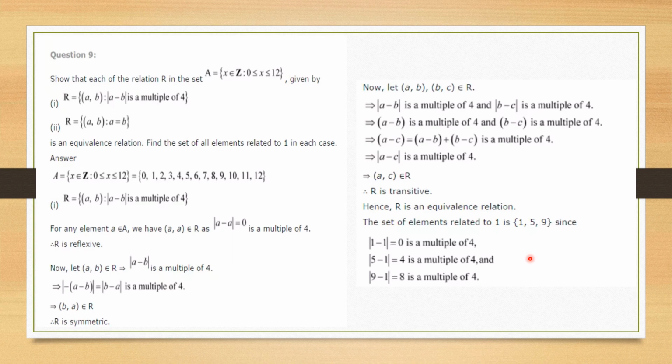Elements related to 1. So see, if I take 1 minus 1, the first one, 1 minus 1 is turning out to be 0. That is a multiple of 4. Now for getting 4, I should make the pair of 5, because otherwise 1 minus 3, 1 minus 2, 1 minus all are coming out not to be a multiple of 4. So next will be 1 minus 5 or 5 minus 1. That is a multiple of 4. And the next element is 9, because 9 minus 1 is also going to give you 8. 1 minus 9, 9 minus 1, all are giving you 8, which is a multiple of 4. So the set of elements which are bound by this relation with 1 are 1, 5 and 9.